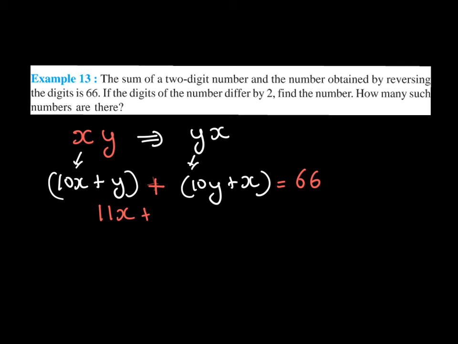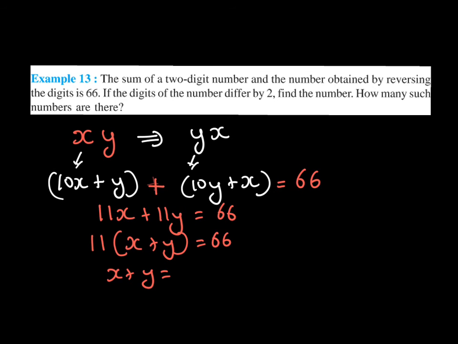10y plus y is 11y, which is going to be equal to 66. We can take the 11 out as a common factor, so x plus y is equal to 66 divided by 11, which is going to be 6. So we have our first equation, x plus y is equal to 6. Let's label this as equation 1.